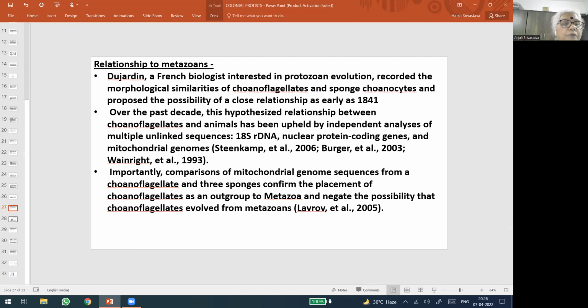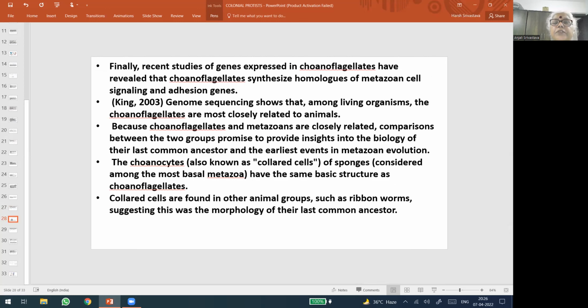In 2005. So finally, recent studies of gene expression in choanoflagellates have revealed that choanoflagellates synthesize homologs of metazoan cell signaling and adhesion genes. So these are the basic genetic-fact-based assumptions of how the metazoans might have evolved from the colonial choanoflagellates. The choanocytes or the collar cells of sponges, considered among the most basal metazoa, have the same basic structure as the choanoflagellates. The structure of choanoflagellates resembles the collar cell quite closely, establishing the common ancestor theory of the evolution of the multicellular organisms.